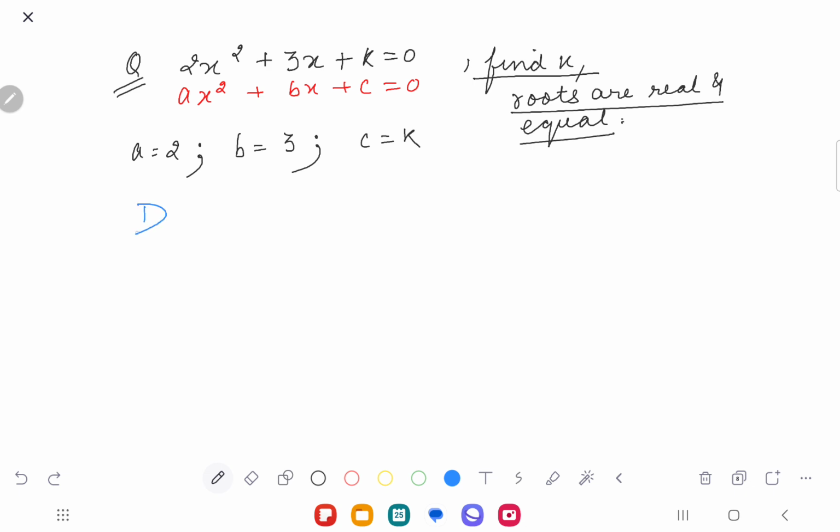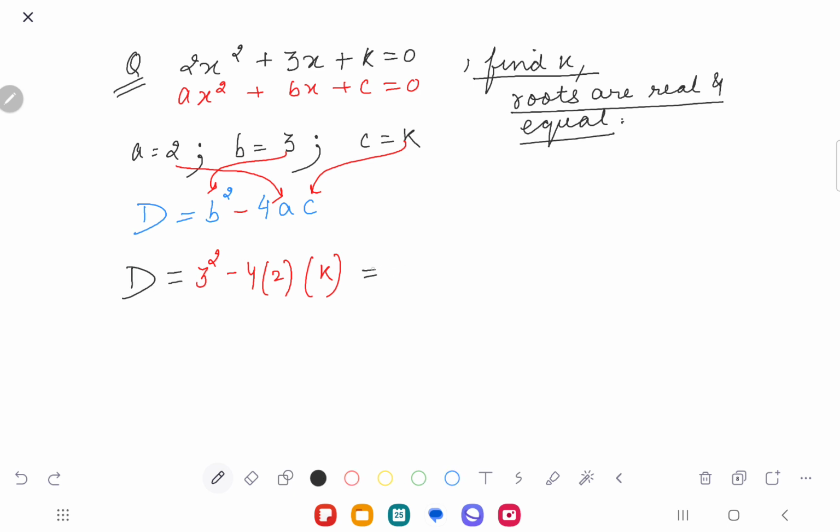And the discriminant is going to be b square minus 4ac. So b here is 3 square minus 4ac. Just put in the values here, and that discriminant is going to be 0. So that's going to be 9 minus 8k, because 4 times 2 is 8, and 8 times k is 8k. So 9 is going to be 8k, and k here is going to be 9 over 8.